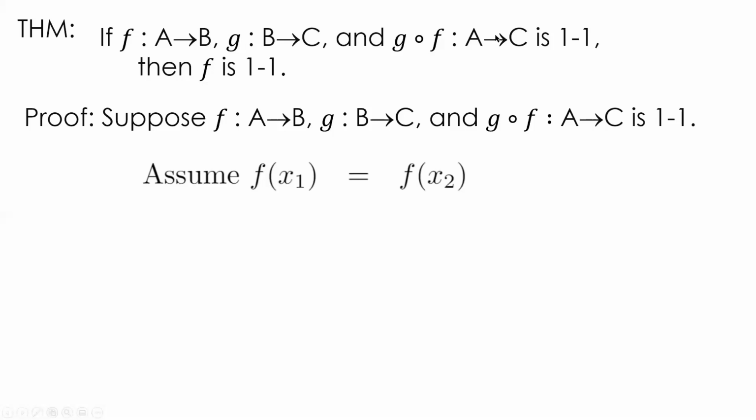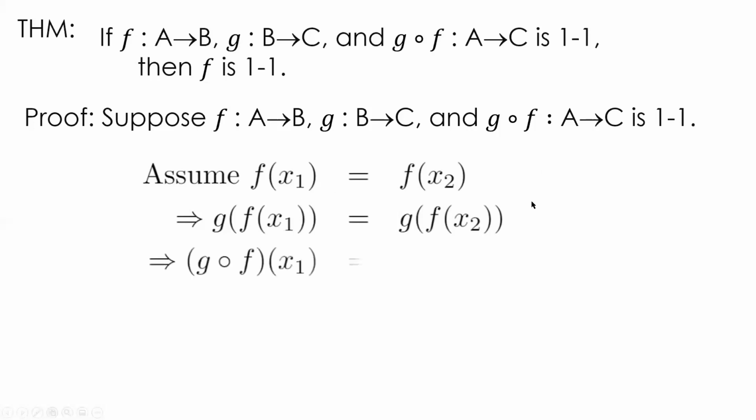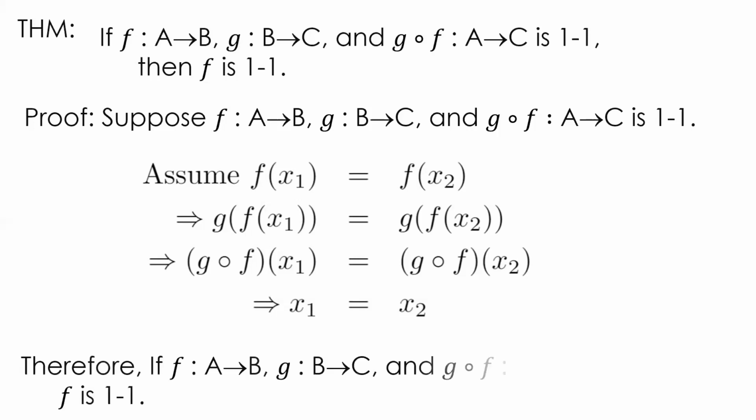Now I know that the composition is one-to-one, so I need to massage this so it looks like a composition. Well, if f of x1 equals f of x2, I can do g of both sides, because g is a function. So g of this equals g of that. But that's just the composition. So if the compositions are equal, their insides are equal. So I started off with f of x1 equals f of x2, got down to x1 equals x2. Therefore, f is one-to-one.